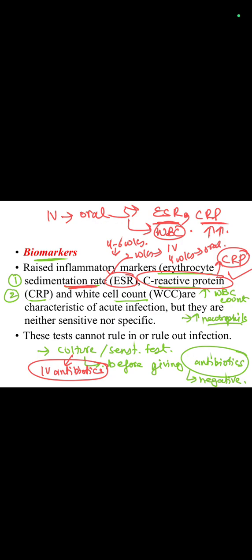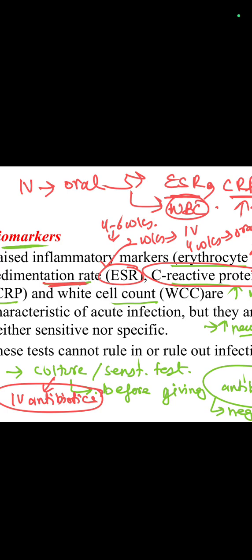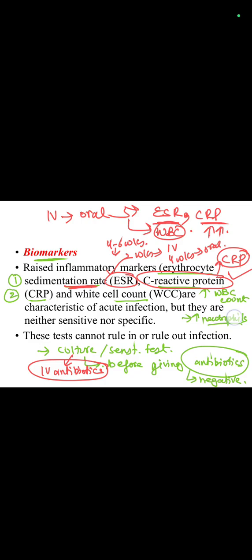and before giving antibiotics, before taking culture, we should not give antibiotics. First culture, then give antibiotics. ESR, CRP, and WBC count are monitored. We give IV antibiotics for 4 weeks, then oral antibiotics for 4 to 6 weeks.